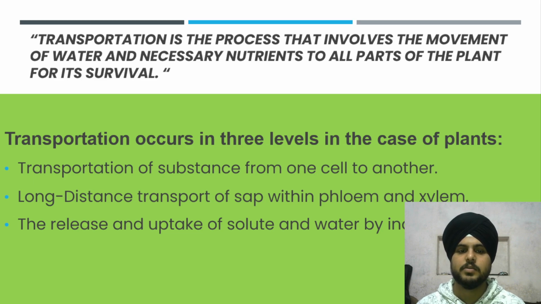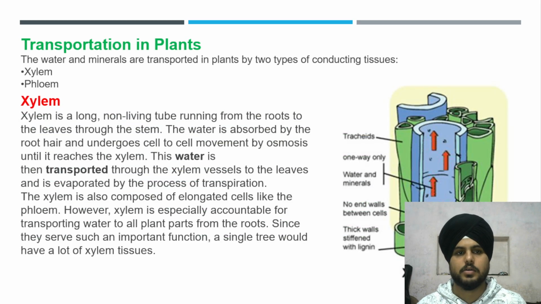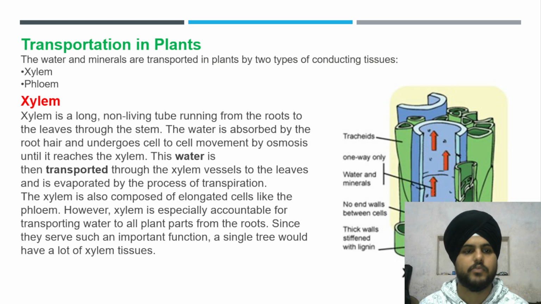Firstly, transportation of substances from one cell to another between the cells, and long distance transport is done by the tissues which are in the stems, xylem and phloem, and the release and uptake of solute and water by individual cells. Okay. Transportation in plants: the water and minerals are transported in plants by two types of conducting tissues, xylem and phloem. As I have already said, firstly we will learn about xylem.